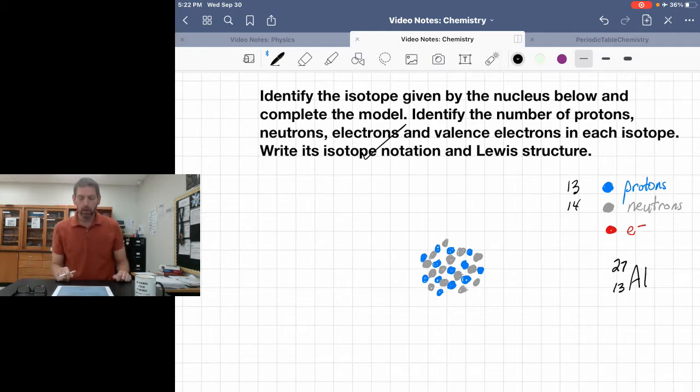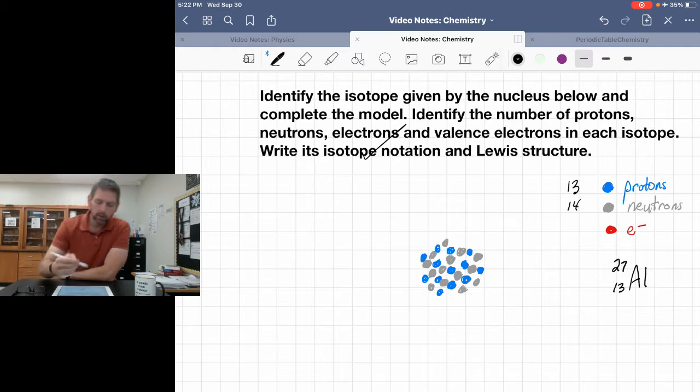Isotope notation is done. Now we need a Lewis structure for this, and I'm going to save the Lewis structure for the last part. If you already know how to do the Lewis structure, that's really easy. Once you know what they are, you can figure out what the Lewis structure is just by looking at the periodic table. By the end of this lesson, if you aren't already familiar with that, you will be. So we've got aluminum. We need to complete a model of it.